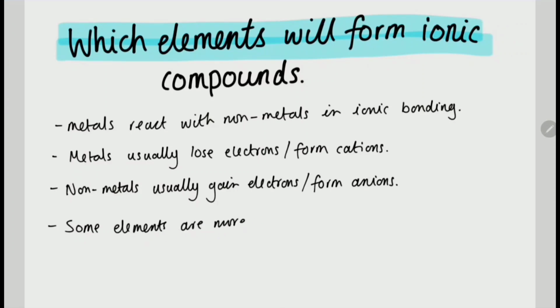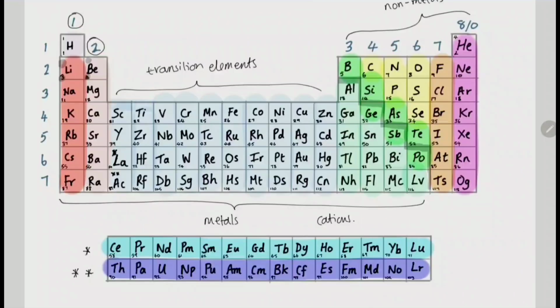But some elements are more reactive than others. So let's take a look at the periodic table and find out which ones. So alkali metals, group 1, and alkaline earth metals, group 2, are more reactive and more readily form the cation than, for example, the transition elements. So that's the reactivity across the whole periodic table.